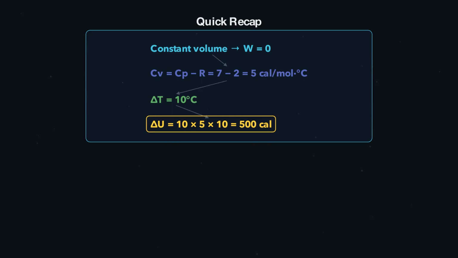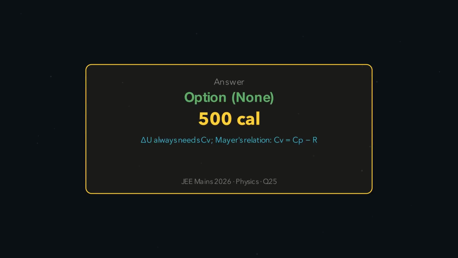The key insight: internal energy always uses Cv, never Cp. Mayer's relation is the one-step bridge whenever Cp is given, but the process is at constant volume.